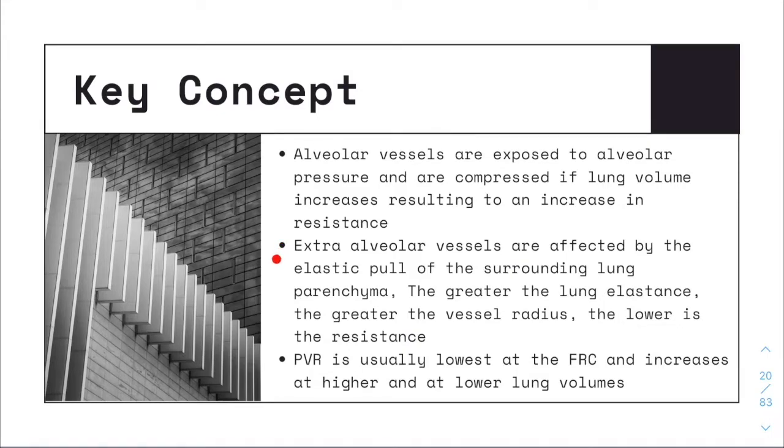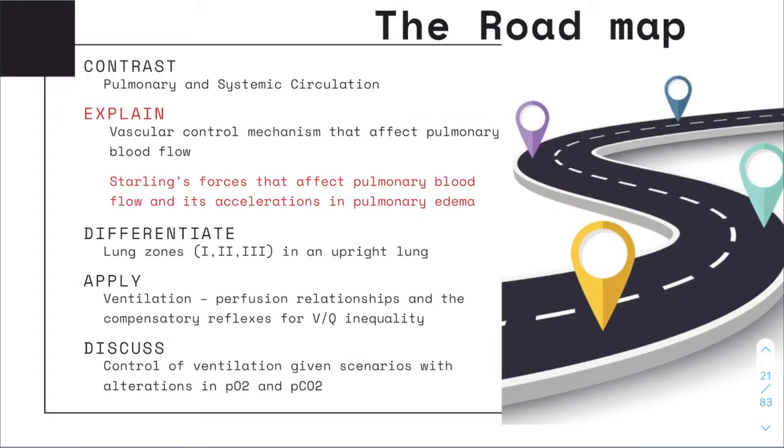Extraalveolar vessels are affected by the elastic pull of the surrounding lung parenchyma, so the greater the lung elastance, the greater the vessel radius, the lower is the resistance. Pulmonary vascular resistance is usually lowest at FRC and increases at higher and lower lung volumes, creating a U-shaped graph from RV to FRC to TLC.